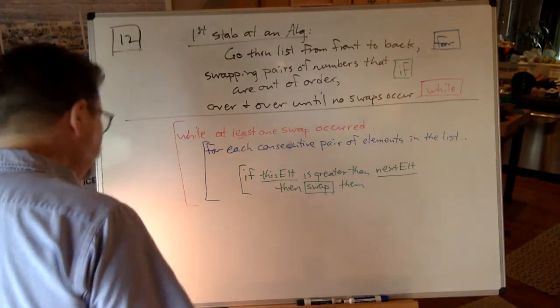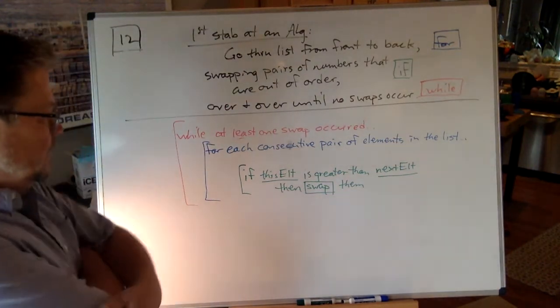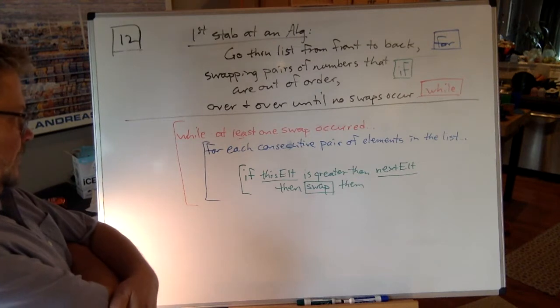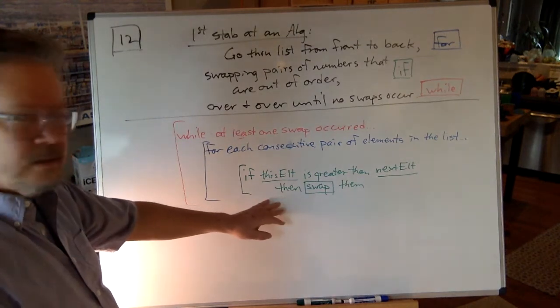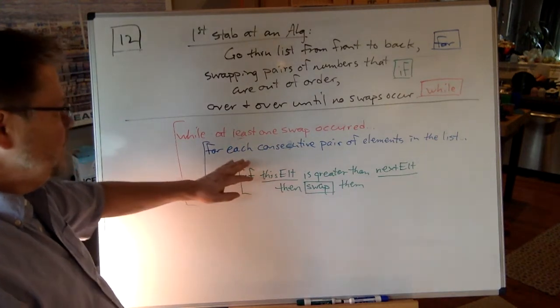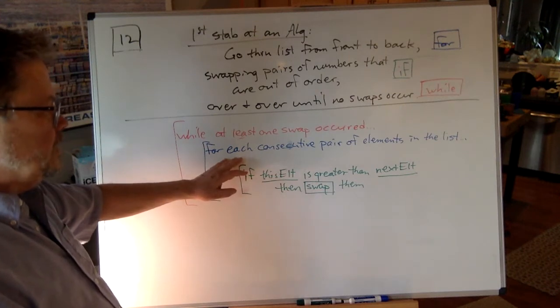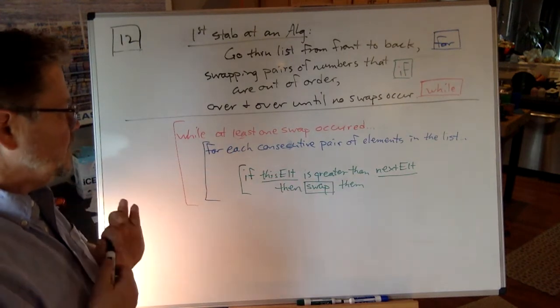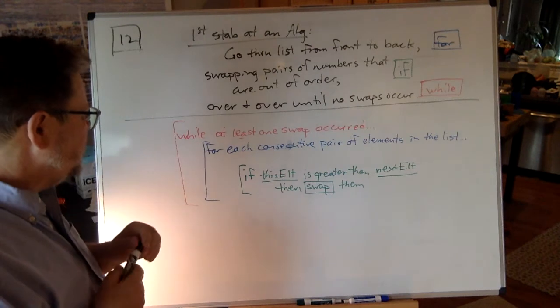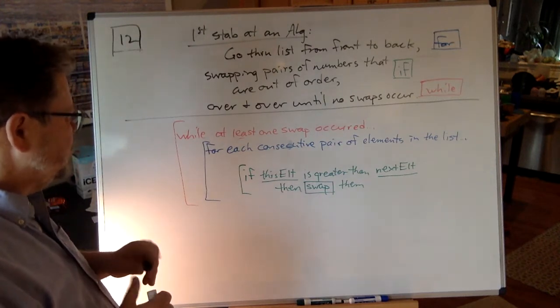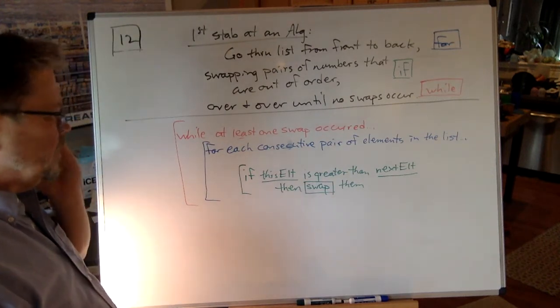Now, what could be simpler? Well, perhaps lots of things. This, we discussed that. This is the current element and the next one. This is a for loop that's going through, and the index number is going to choose which is the current element. This, how on earth are we going to communicate whether or not at least one swap occurred?